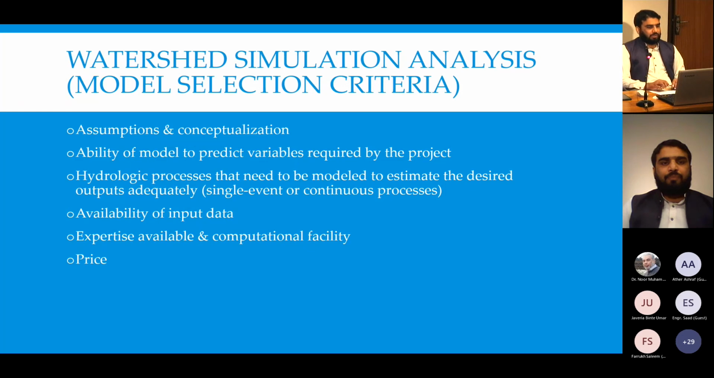Lastly, these are a few model selection criteria, as discussed earlier: the assumptions and conceptualizations, the ability of the model to predict the variables and the hydrological processes that you need to estimate the desired output adequately. It could be event based and it could be continuous. Event based means for a single rainfall event, and it could be continuous if you are performing for a large number of events together. And more importantly, the availability of your input data, the expertise available, and the price of the models.